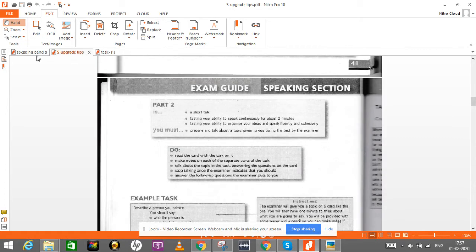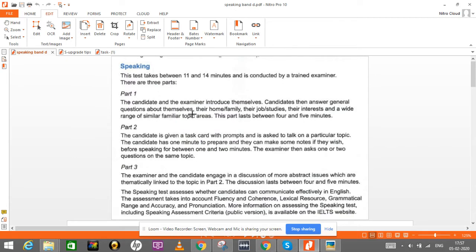Moving on to your part two, we'll get back to the structure of it. So the template says part one, part two. Part two says the candidate is given a task card with prompts, right? So basically, it is an individual long-term section. It is also called the cue card section, where you'll be given a task printed on paper. Even if you go for a computer-based test, the speaking task will be conducted in the same manner as it is conducted in your pen and paper test.